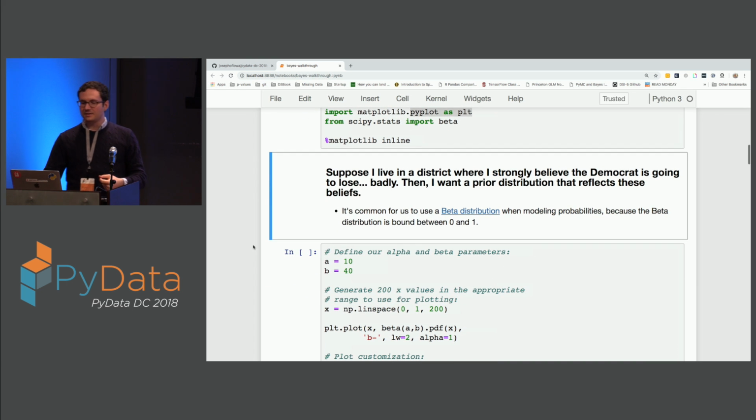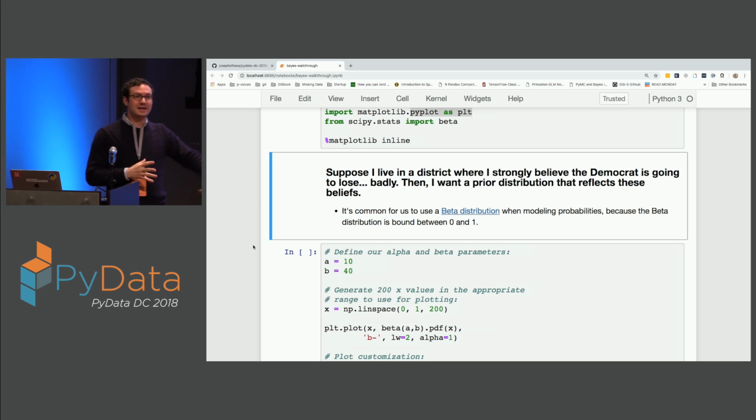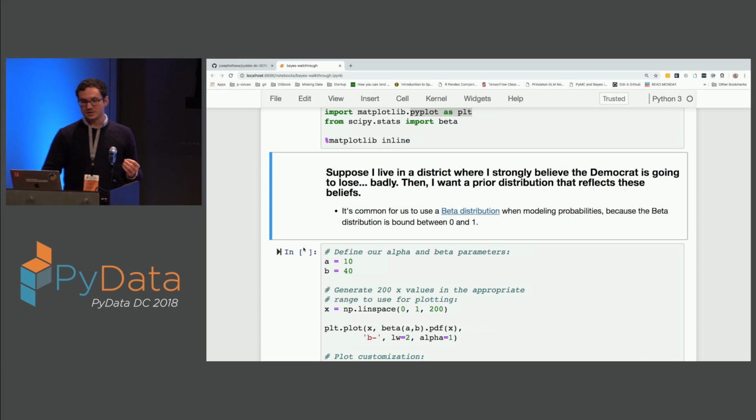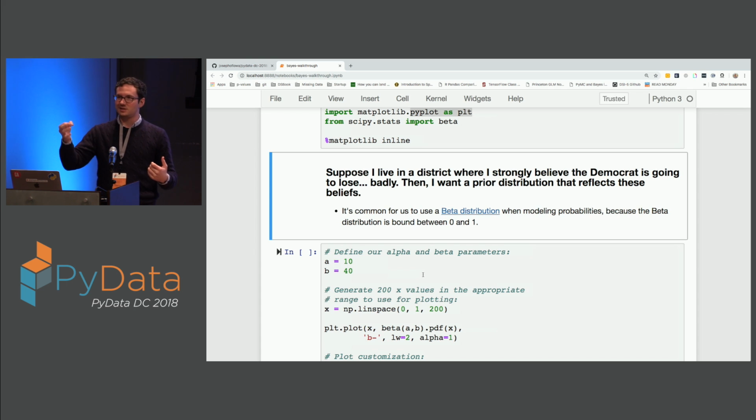So let's say that I live in a district where I really, really strongly believe that the Democrat is going to lose badly. So then what I want to do is, without seeing any data or without taking any polls, I want a prior distribution that matches those beliefs. It's common for us to use a beta distribution when we model probabilities. The beta distribution is a distribution that is continuous between 0 and 1, and that's it. So if you're talking about probabilities, which can take on any number in between 0 and 1, this is a common thing for us to do.